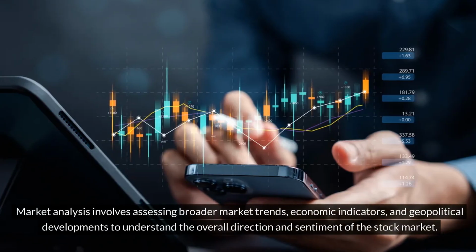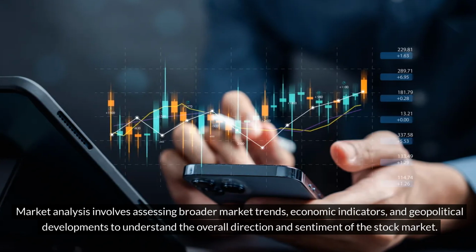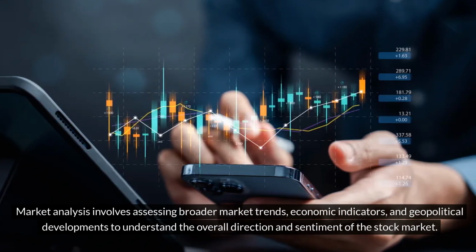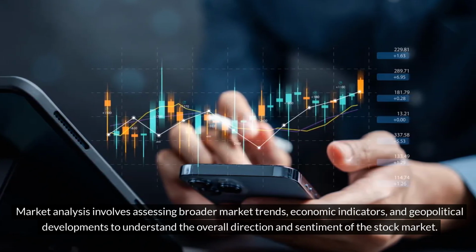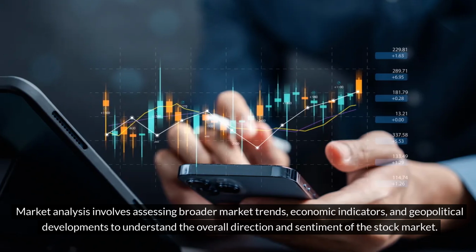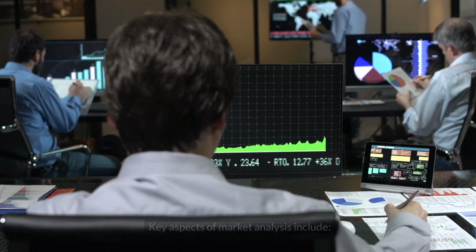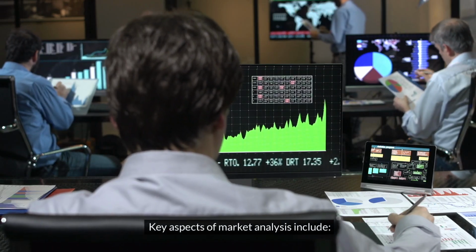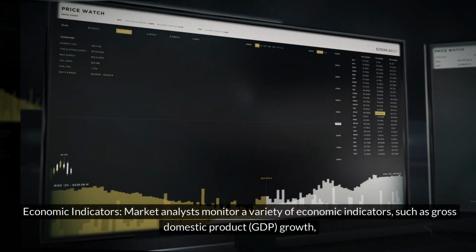Market analysis involves assessing broader market trends, economic indicators, and geopolitical developments to understand the overall direction and sentiment of the stock market. Key aspects of market analysis include economic indicators.